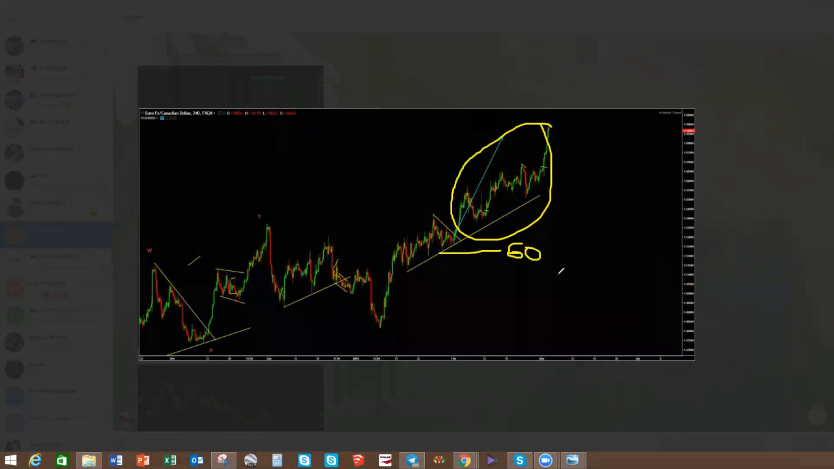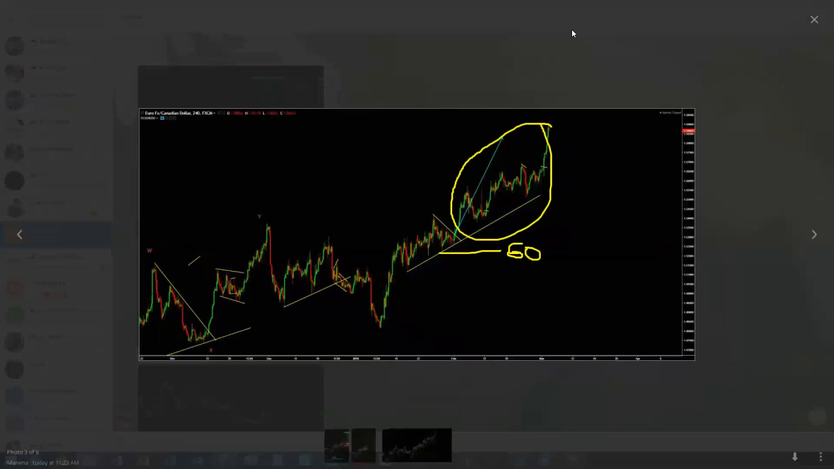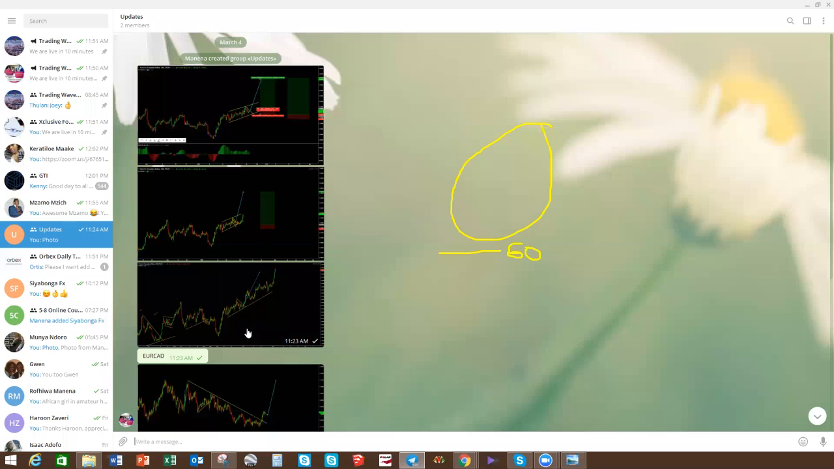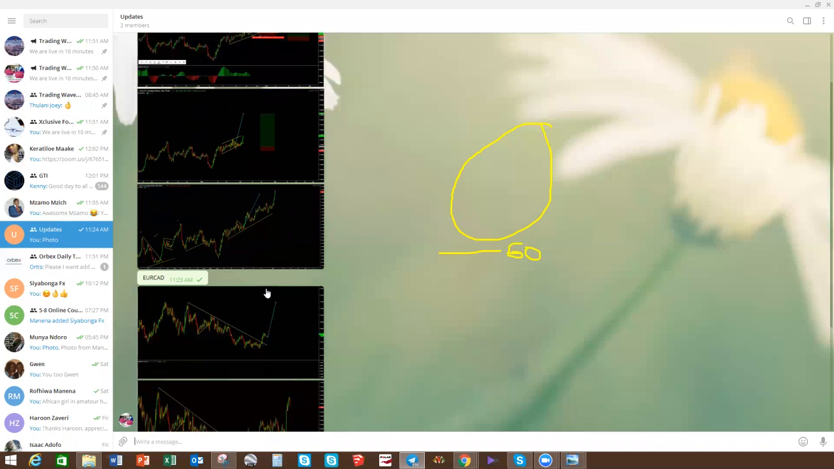What kind of risk reward ratio is that? Over 1 to 8. Very good risk to reward ratio. This kind of trade gives you back all your losses if you have any. All right, so this was a very good one. This one happens when you know what you're doing. So that was EUR CAD.